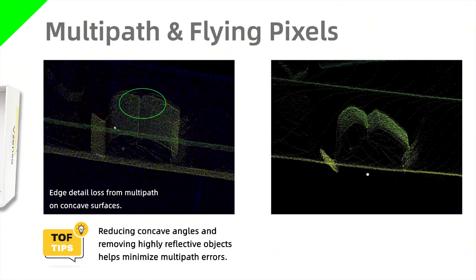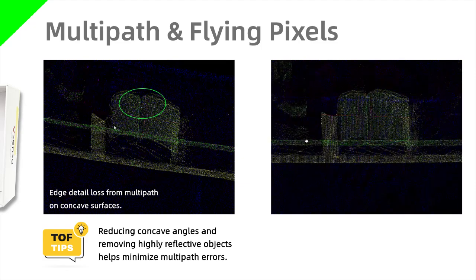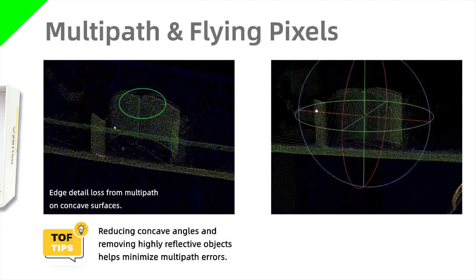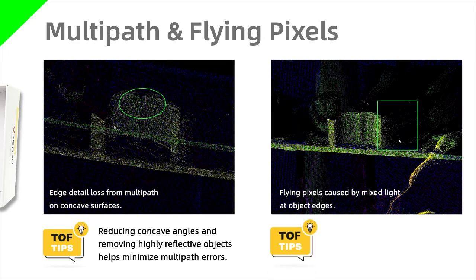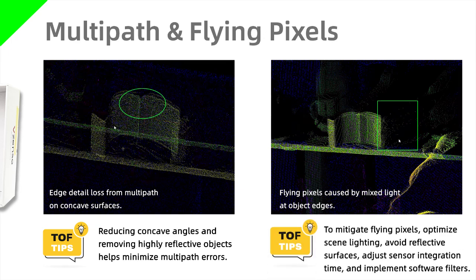Flying pixels are erroneous points in 3D clouds, typically at depth discontinuities, object edges, where foreground-background light mixes, creating false depth values. Solutions: optimize ambient light, remove reflective objects, and use flying pixel filters.